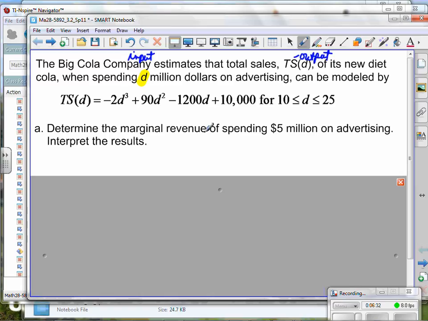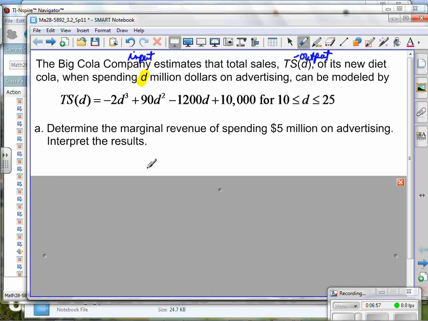David's shaking his head no, because they're one and the same. Okay, so if that was not something that you were thinking about, now we can talk. Revenue is the same as total sales. Now I realize that I have up here the function we're going to evaluate with the inputs from 10 to 25, but I want to talk about 5 million just for a moment.